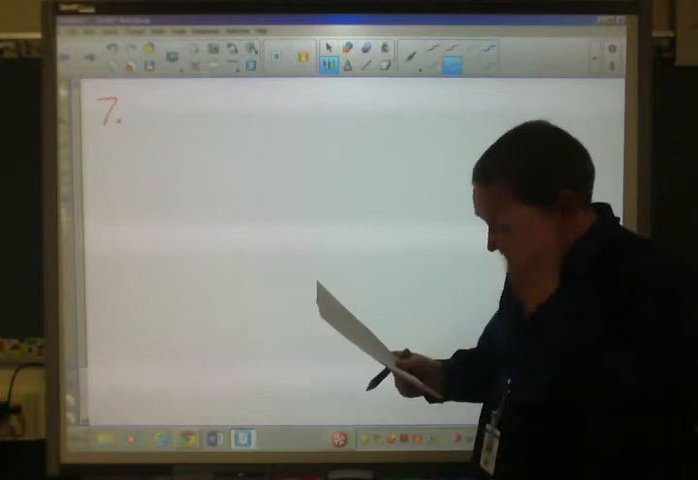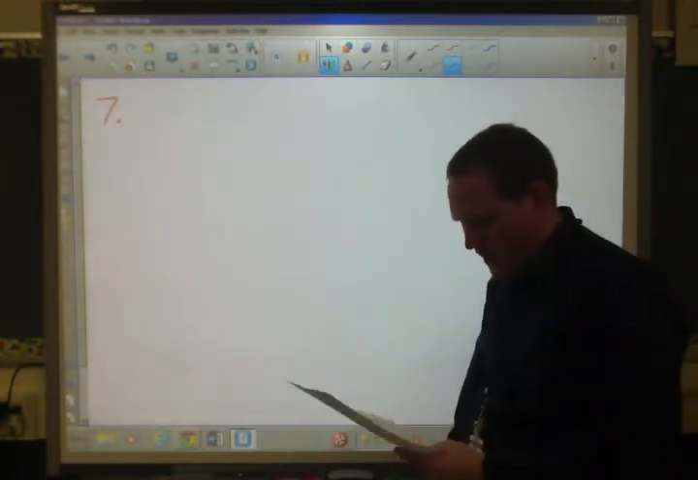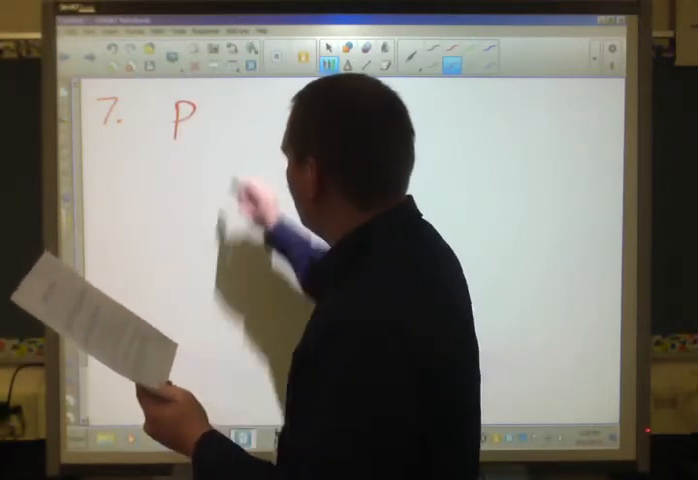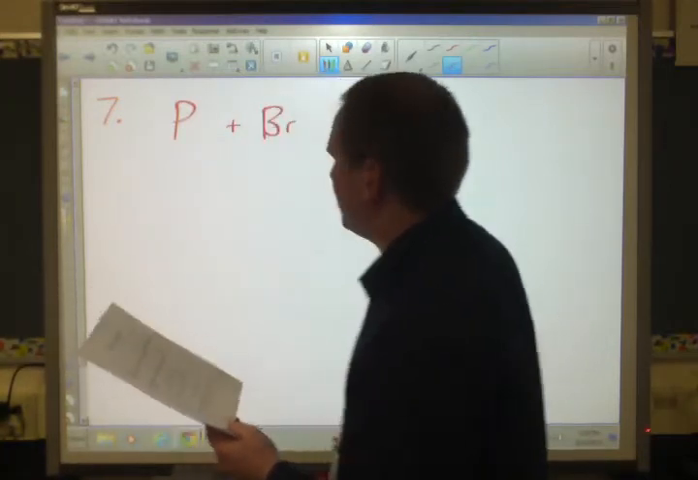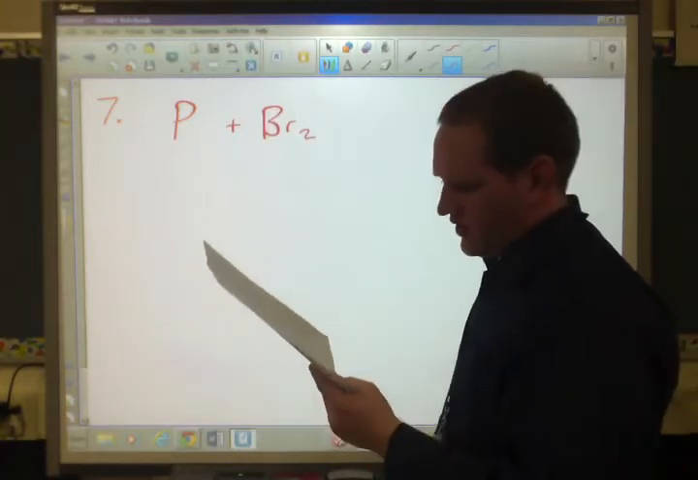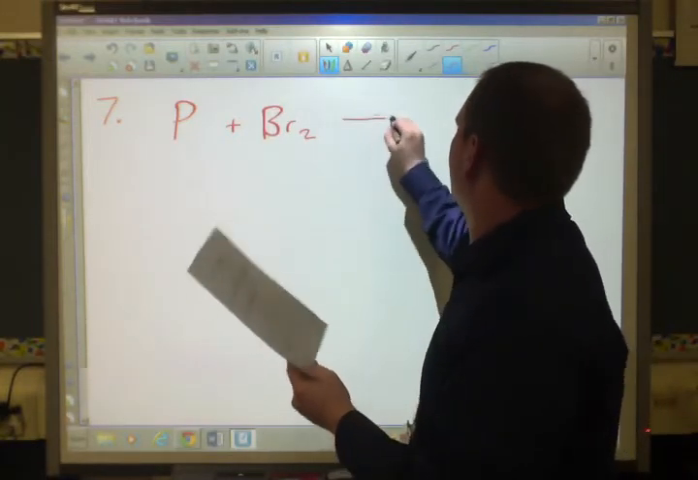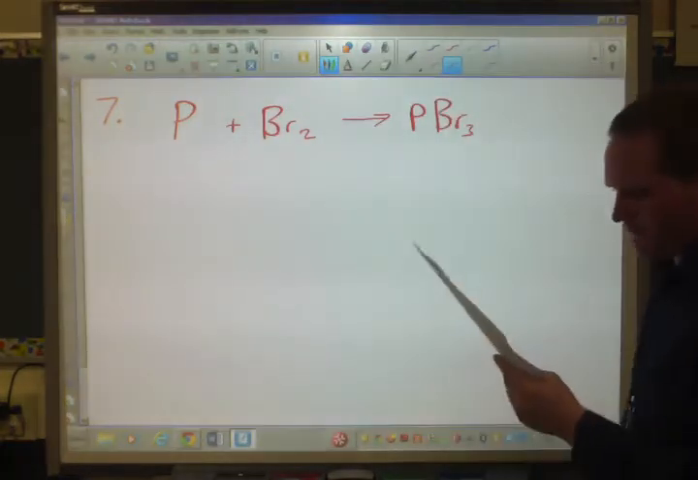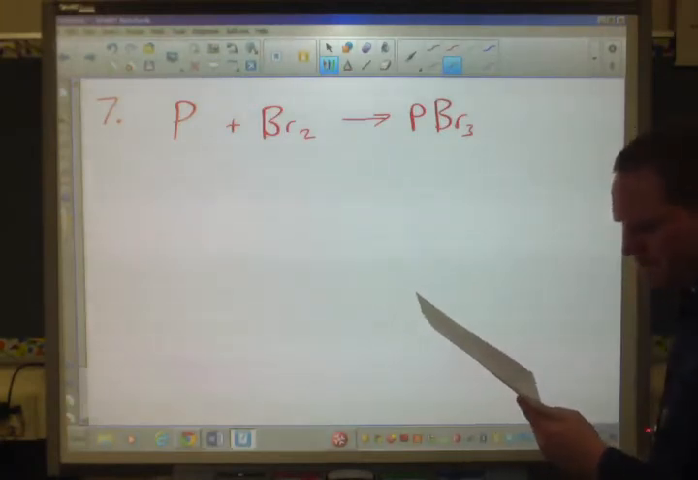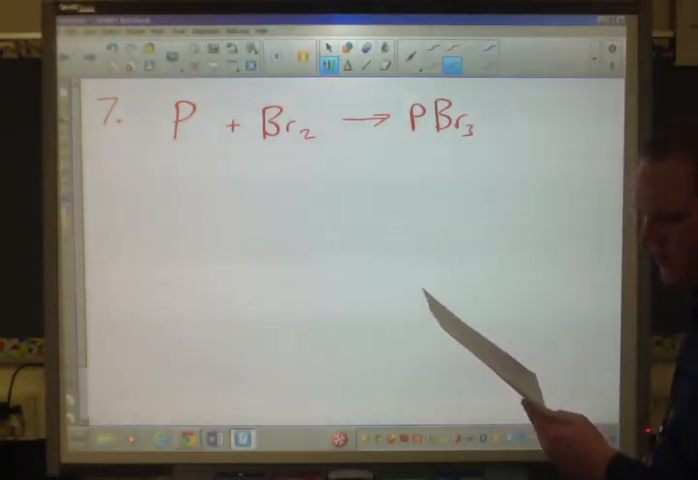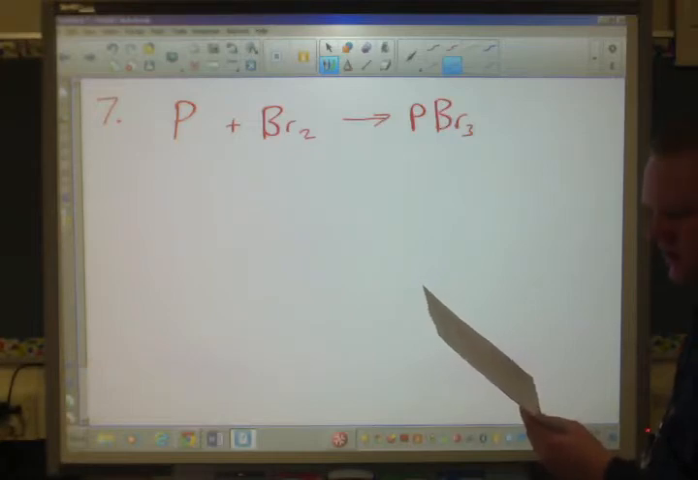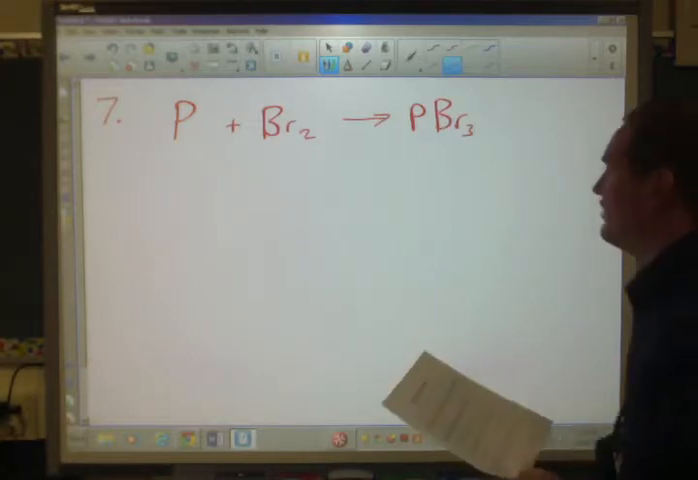Phosphorus and bromine react vigorously together to form phosphorus tribromide. Phosphorus plus bromine, bromine is a Brinkelhoff, forms phosphorus tribromide. All right. 5.0 grams of phosphorus and 35 grams of bromine react. How many grams of PBr3 could be produced? Limiting reactant problem. Let's figure it out.